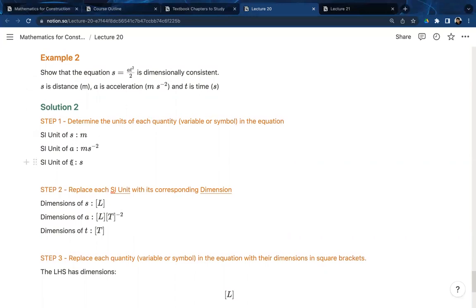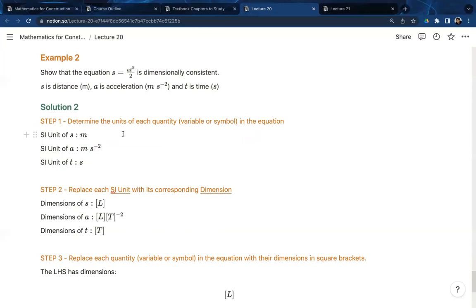For s, a, and t, the variables, we need to figure out what the units are. s is a distance or displacement, so the unit is meters. a is acceleration, so the unit is meters per second squared. Let's separate this a little bit to show that the 2 is for the a, not the m. And t in this equation is time, so the unit of time is seconds.